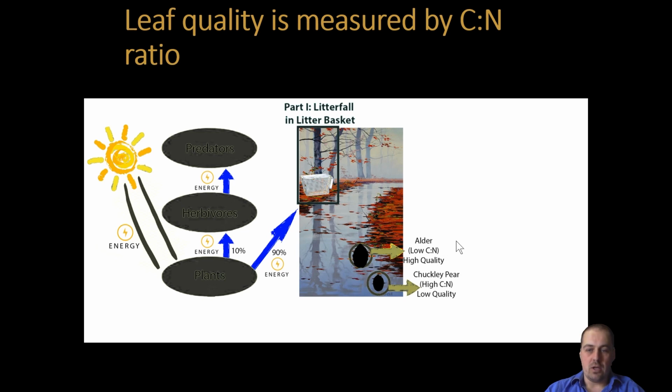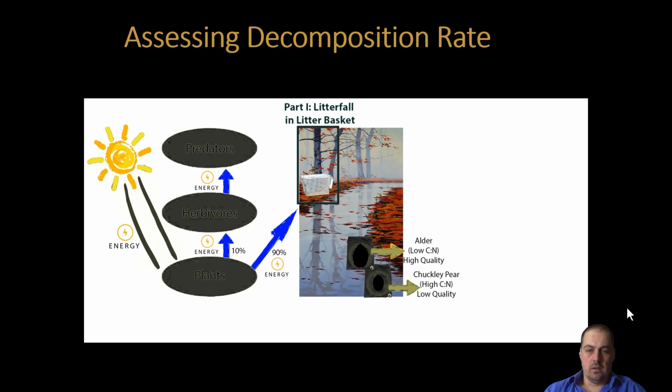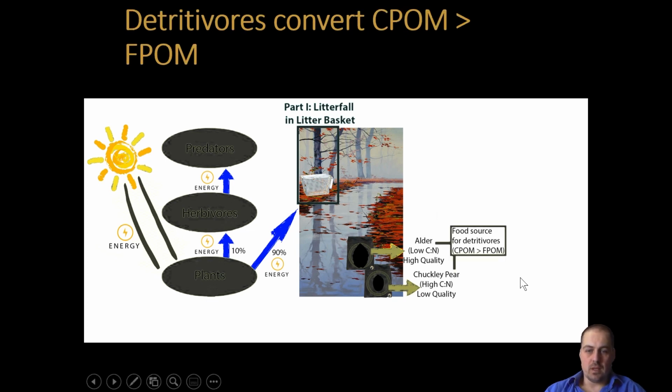So alder is high quality because of a low carbon-nitrogen ratio. Chocolate pear leaves, on the other hand, are considered low quality because they have a high carbon to nitrogen ratio. So again, meaning that there's a lot of carbon in proportion to the amount of nitrogen within these leaves. So I'm going to go through this in a fair bit of detail in a little bit. But essentially, we took different types of leaves, put them in bags, and we submerged them in the river for a period of time.